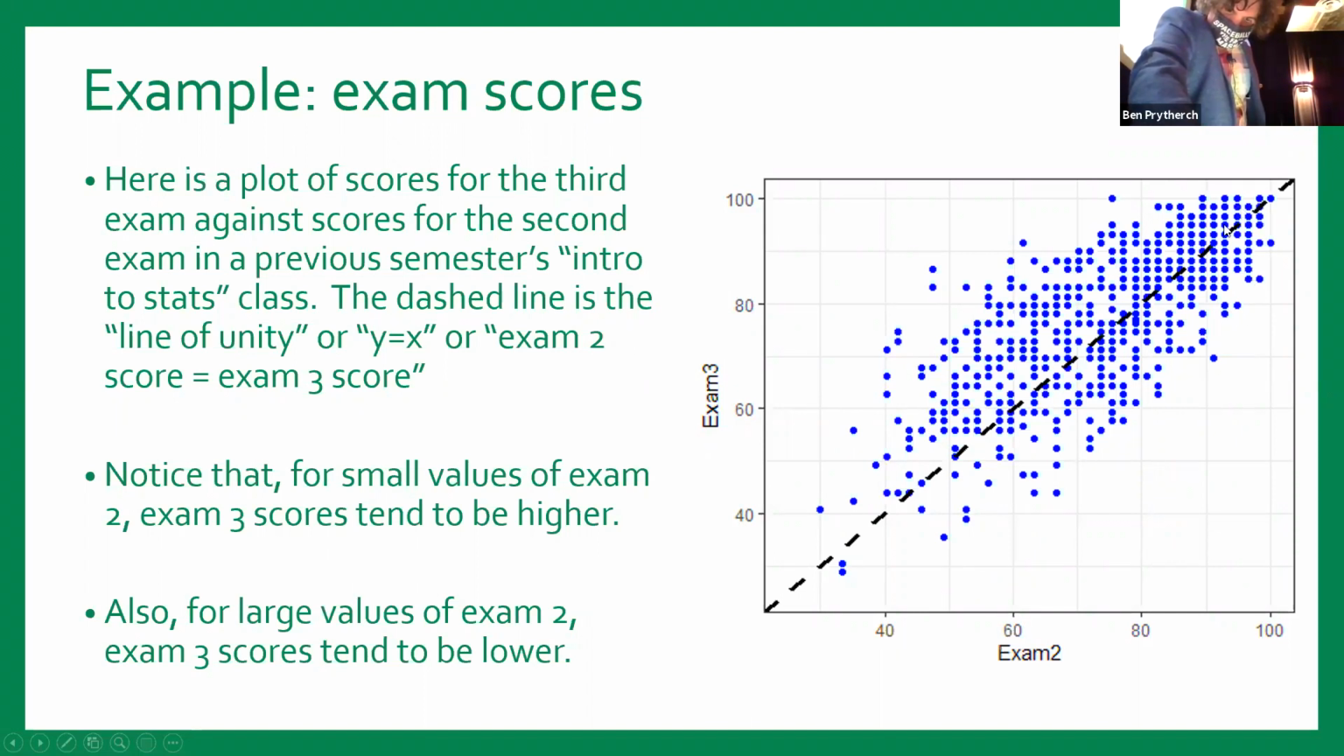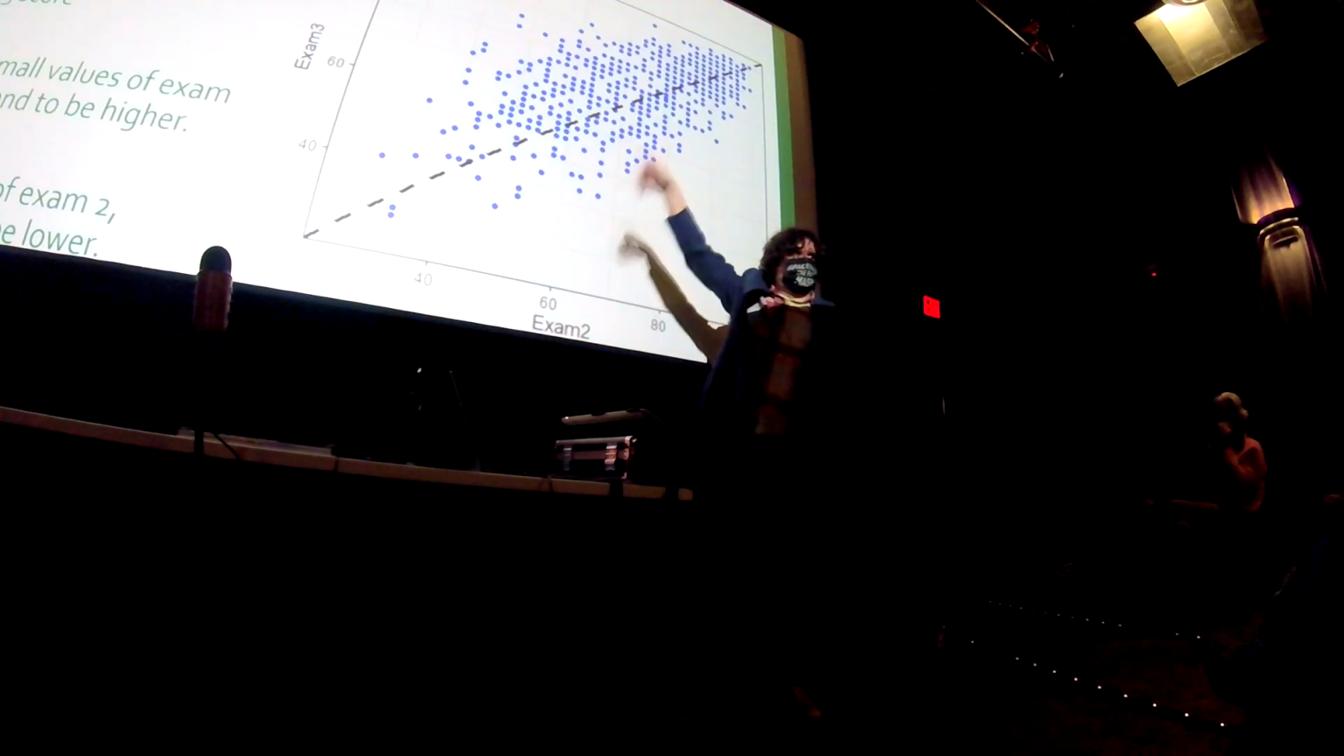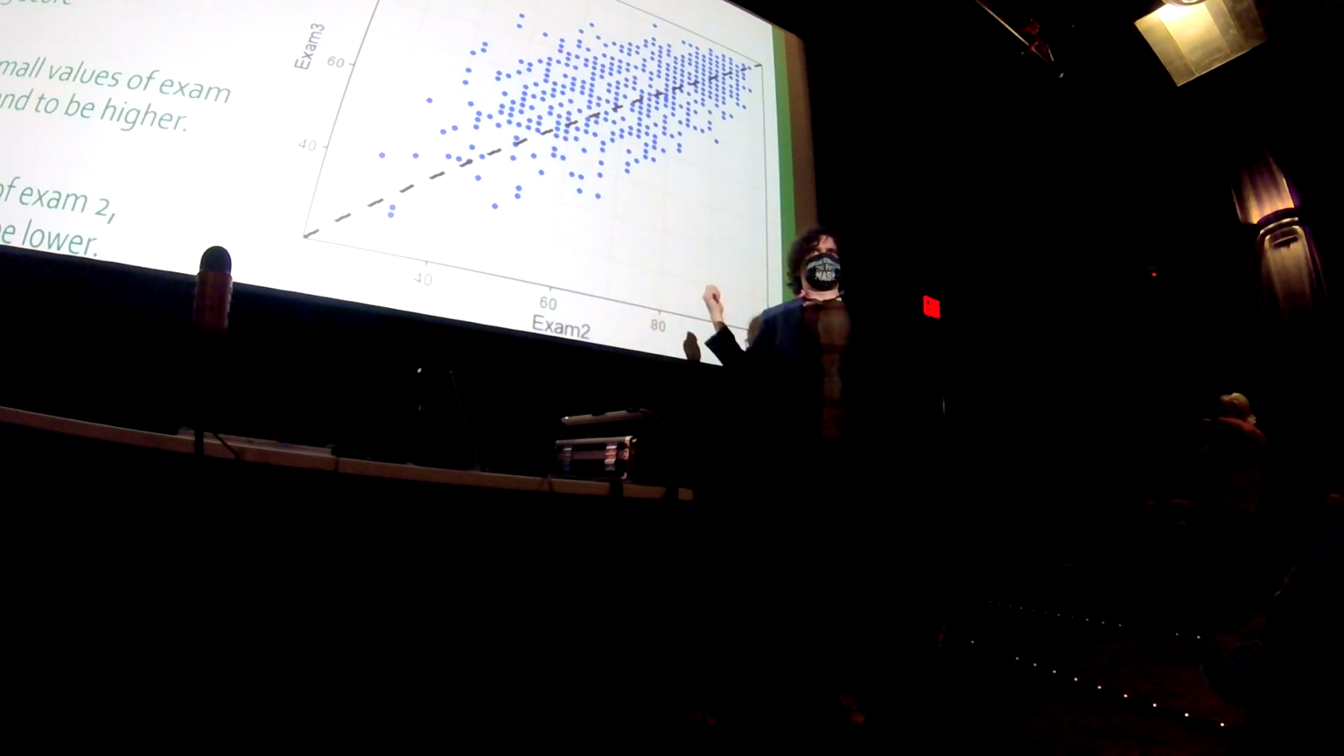And then up here at the top, some students who did really well on exam 2 improved yet again for exam 3, although there is an upper limit. But you see more spread down below this line than above it at the top. So those students on average are doing a little bit worse. It turns out that this line of unity is not the correct line for showing the average value of the thing on the y-axis given some value of the thing on the x-axis.